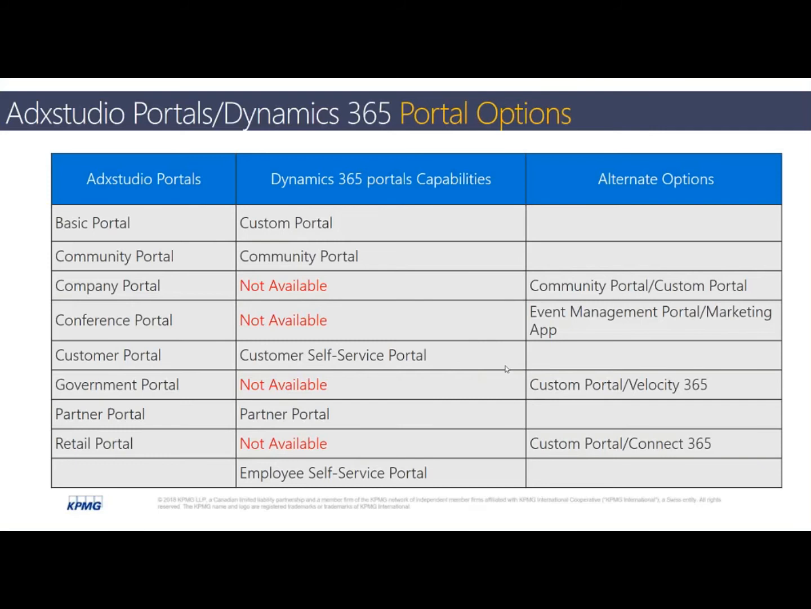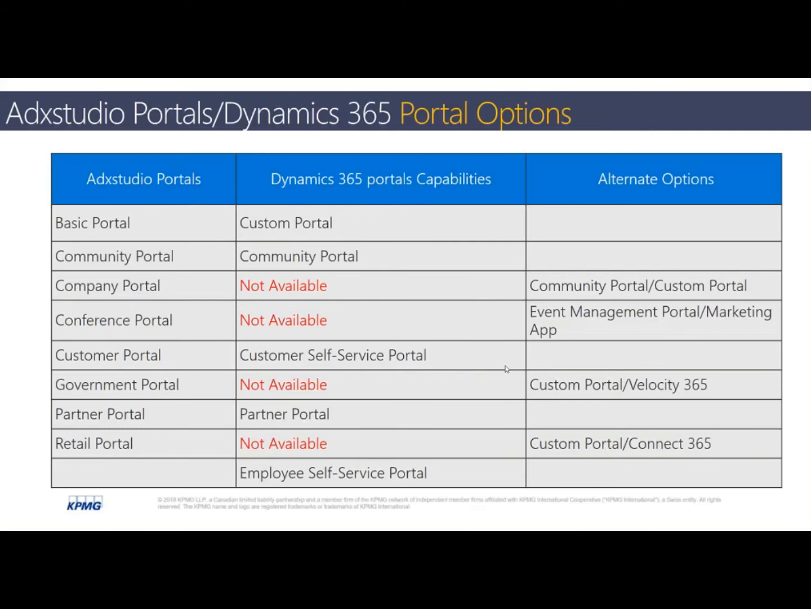The other thing is the government portal. We had a government portal, or a 311 portal, which used to do permits and service requests and a 311 kind of solution. That is no longer an option with Dynamics 365 portals. For that, Adxstudio does have Velocity 365 as a product, which you can look into leveraging, or it has to be a custom build that you'll have to do on top of Dynamics 365.